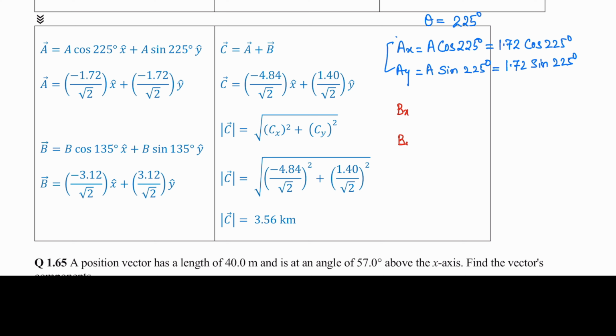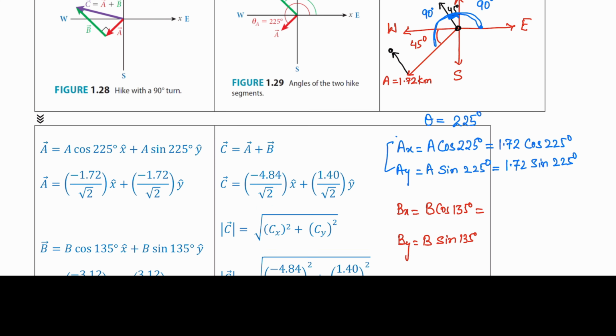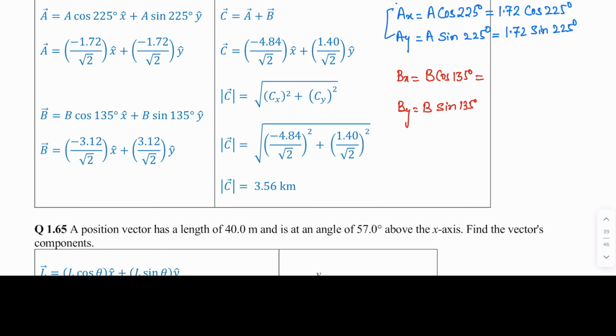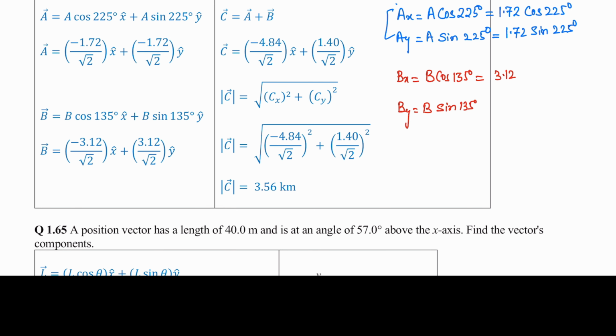Bx, By. So Bx is your B cosine. What is the angle? 135. B sine of 135. Solve this. What is the value of B? 3.12 here. 3.12. So 3.12 cosine 135 degree, and 3.12 sine of 135 degree.